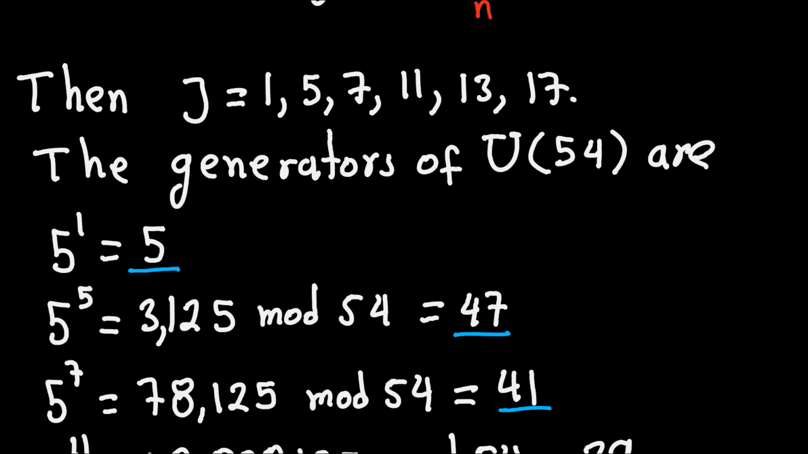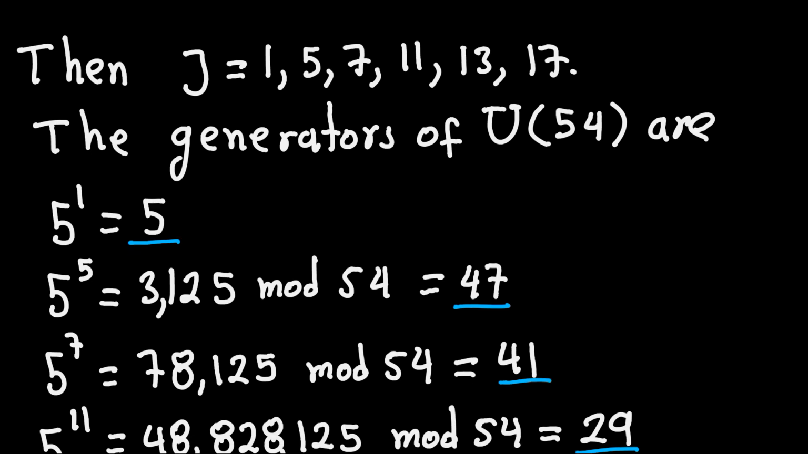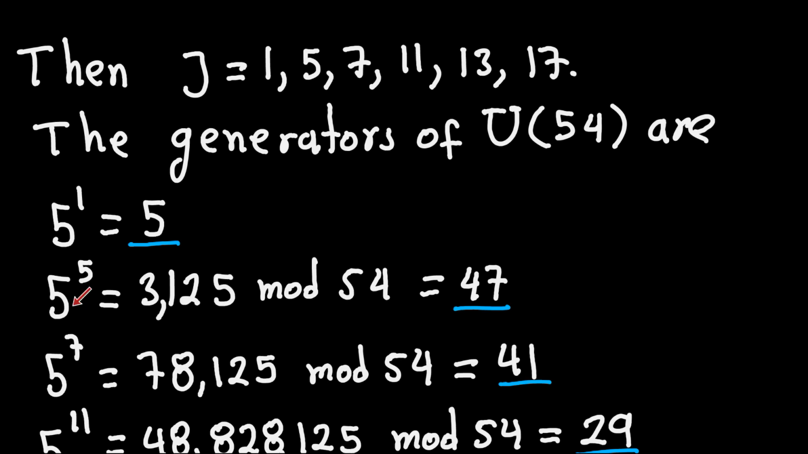The next exponent we're going to use is 5. So we're going to take the original generator to the j, in this case 5. And remember, all these computations have to be modulo 54. So you take the fifth power of 5, which gives me this number right here, then I always have to do modulo 54, or that is the remainder when you divide it by 54. Now, if you do this in some online calculator, you can just Google that, it will give you 47.